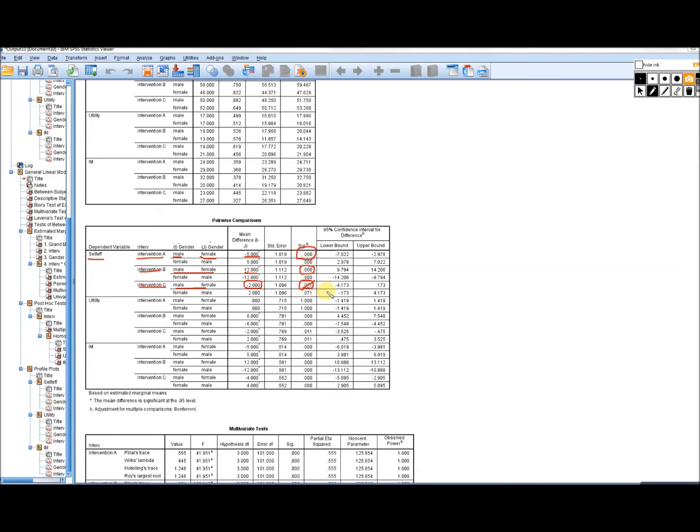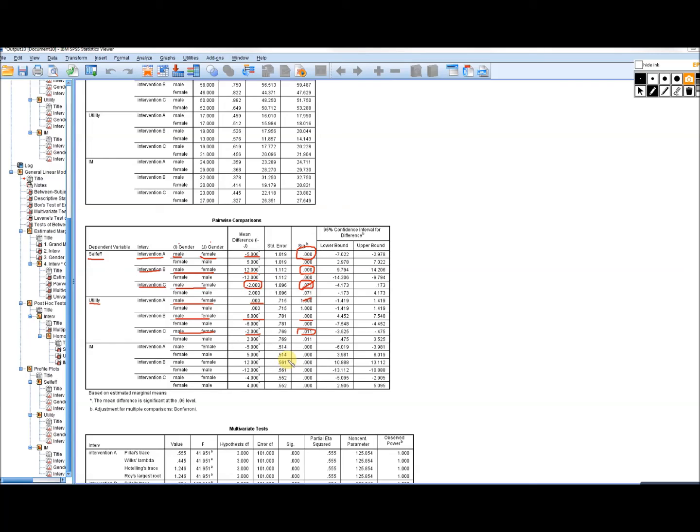When I look at the utility dependent variable, when I compare males and females, you can see that there was no mean difference, and obviously that was not statistically significant within intervention A. When I look in intervention B, with the comparison between males and females, there was a significant difference, with males scoring about 6 points higher on average than females. Within the intervention C group, you can see that males are scoring about 2 points lower on average than females, and that difference was statistically significant.